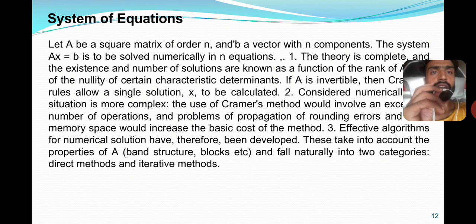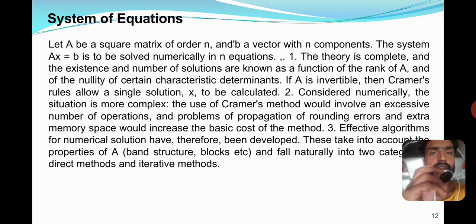Systems of equations. Let A be a square matrix of order n and b a vector with n components. The system Ax = b is to be solved numerically, in equation 1. The theory is complete, and the number of solutions is known as a function of the rank of A and of the nullity of certain characteristics. If A is invertible, then Cramer's rule allows a single solution x to be calculated. Numerically, the situation is more complex.